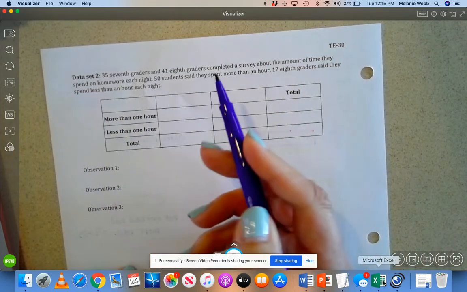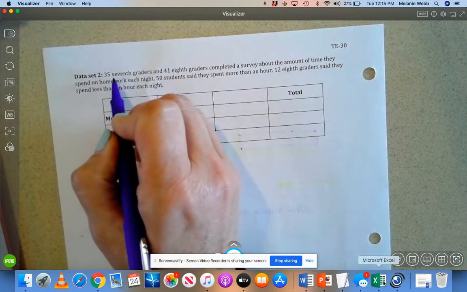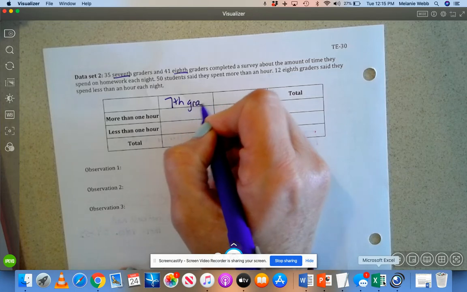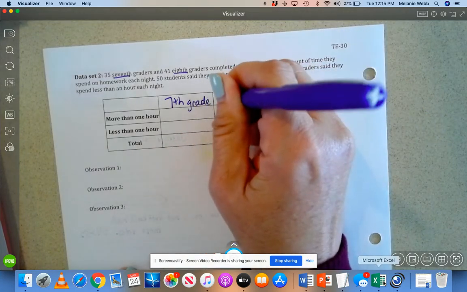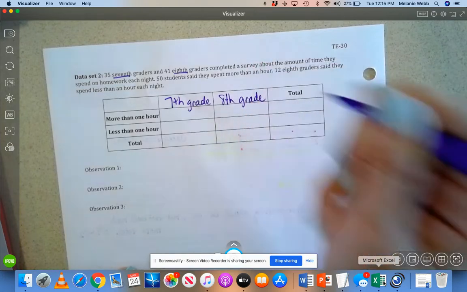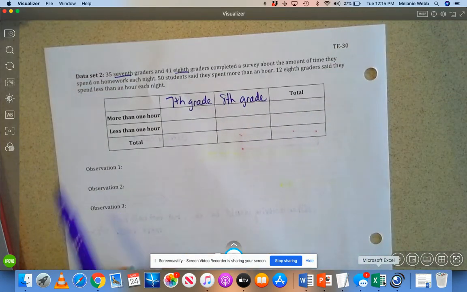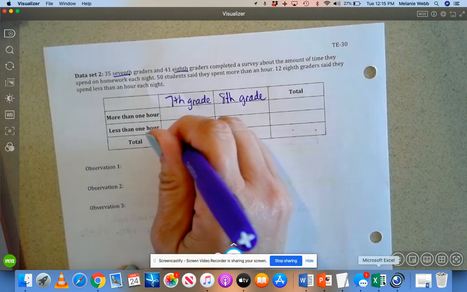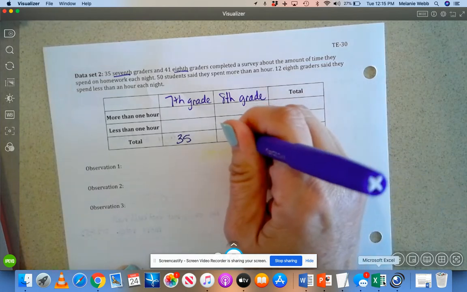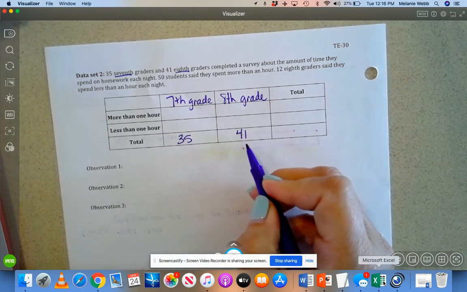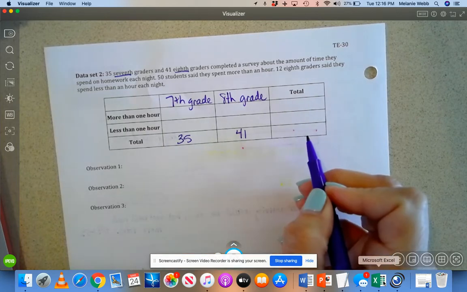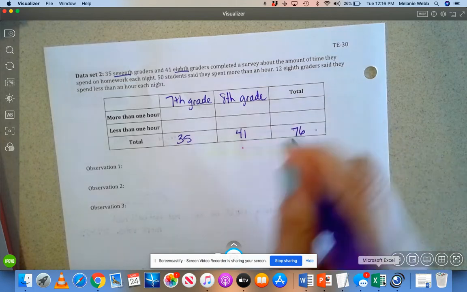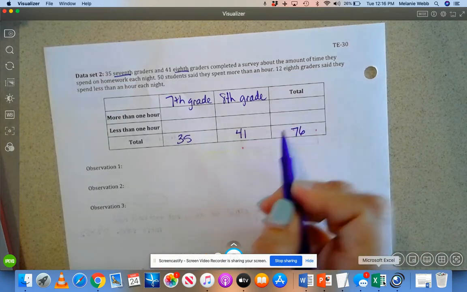All right. So we know that our 2 other categories are 7th graders and 8th graders. So we can put those here. 7th grade, 8th grade. Okay, and then we'll just fill in some information. It says 35 7th graders. I know the total amount of 7th graders surveyed was 35. 41 8th graders. Total amount was 41. So I know that the total amount that was surveyed is just 76, right? Because 35 plus 41 is 76.